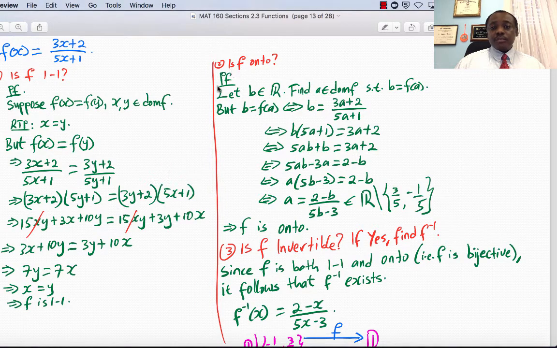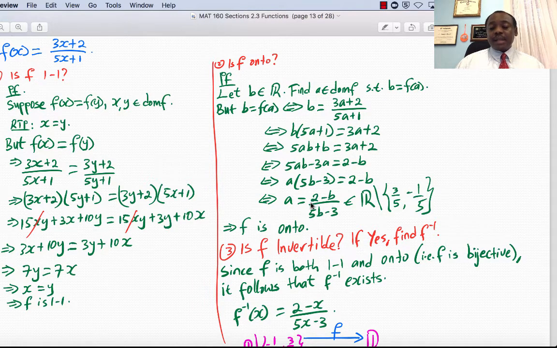Now, is f onto? Proof. Let B be an element from the codomain R, the set of real numbers. My goal is to find a number A from the domain such that B equals f of A. But like we did before, B would be equal to f of A if and only if B equals (3a+2)/(5a+1). Again, I cross multiply and solve for A, and I end up with A equals (2-B)/(5B-2). And I have to ask myself if this element comfortably sits in the domain.